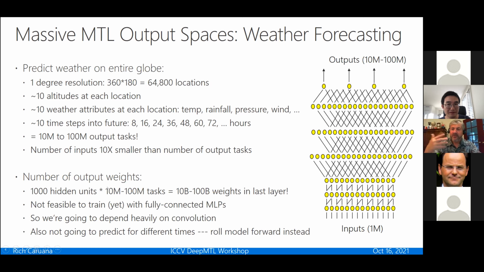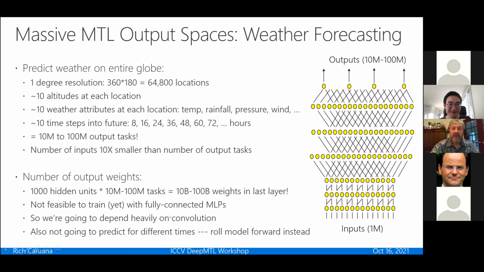Now, let's think about this. Let's say we're using a fully connected MLP, and we're going to, let's say, have 1,000 hidden units. This is a big problem. 1,000 hidden units isn't that big. Even back in the 90s, we knew we would need something like this. And now you've got 10 to 100 million output tasks. Just the last layer is going to have to be something like 10 billion to 100 billion weights. It's not feasible, right? Even today, we would have trouble training such a model.